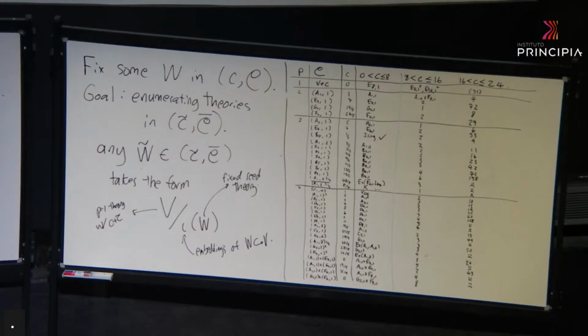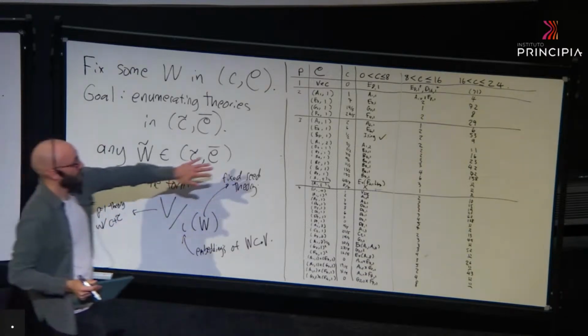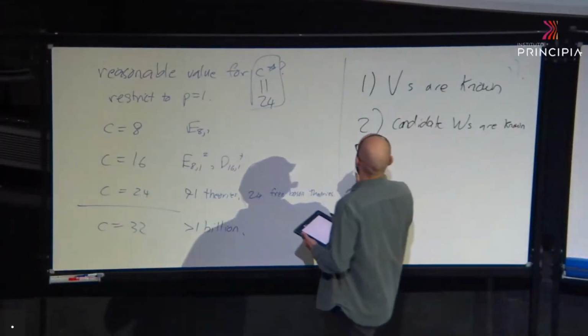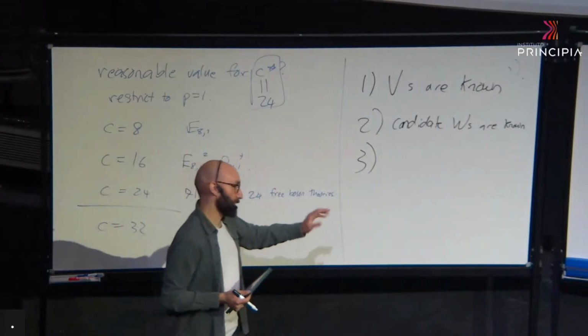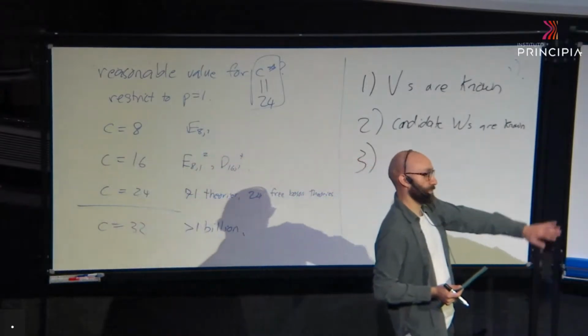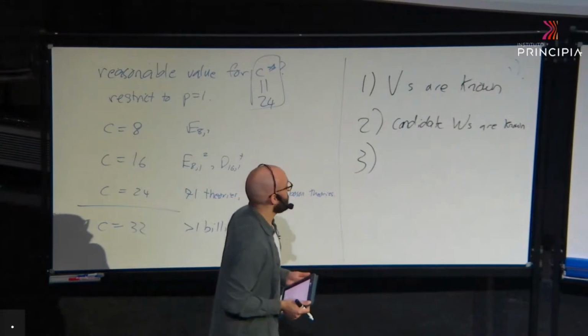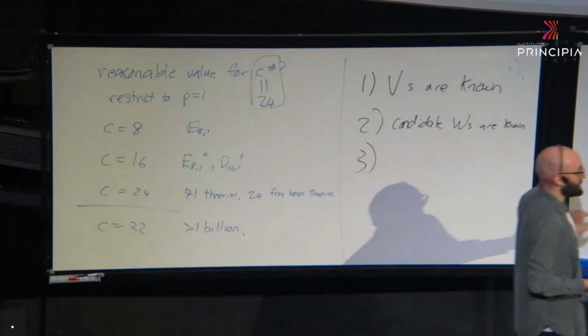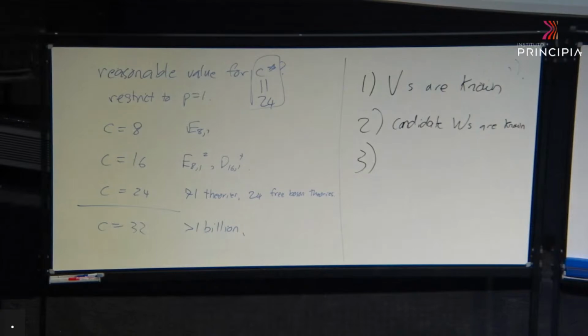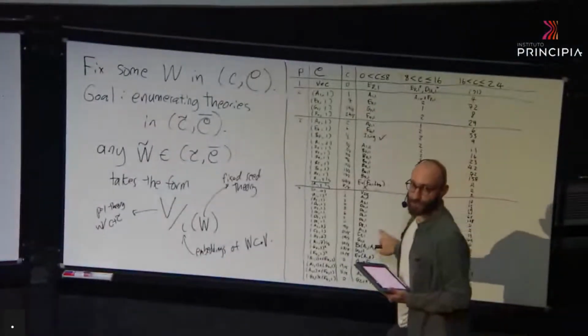Also, candidate W's are known. That's what we did in this first step, classifying theories with C less than or equal to 8 over here. The wildcard here is how easy it is, or how difficult it is, to enumerate embeddings of the W's into the V's. And I claim that it turns out to be very computable, at least in this situation, because you'll see here, most of the W's are essentially just current algebras. And that leads to a simplification.